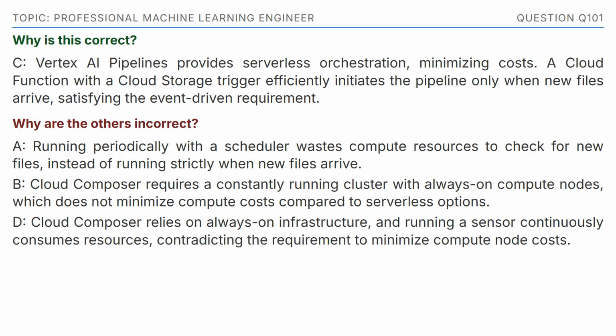A. Running periodically with a scheduler wastes compute resources to check for new files, instead of running strictly when new files arrive. B. Cloud Composer requires a constantly running cluster with always-on compute nodes, which does not minimize compute costs compared to serverless options. D. Cloud Composer relies on always-on infrastructure, and running a sensor continuously consumes resources, contradicting the requirement to minimize compute node costs.